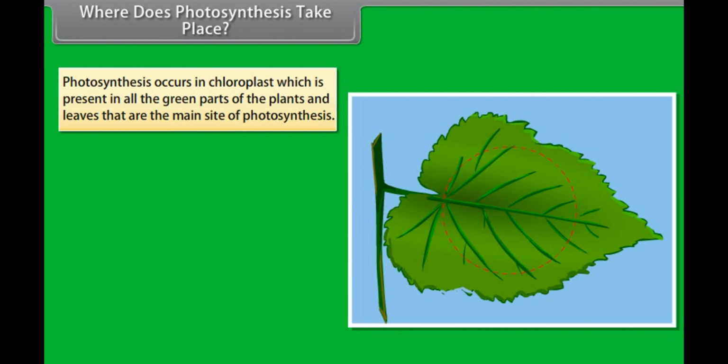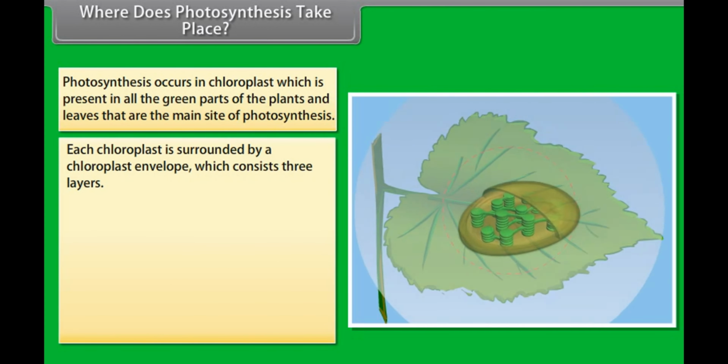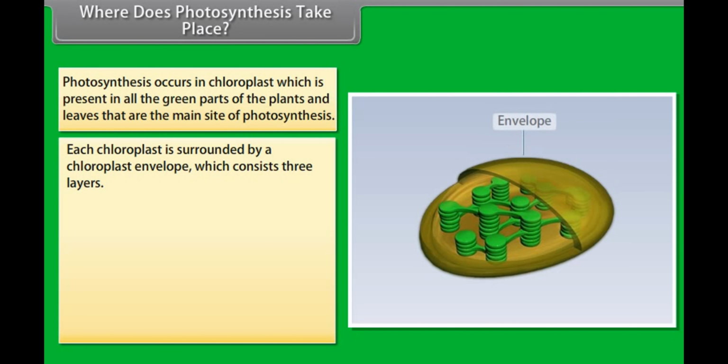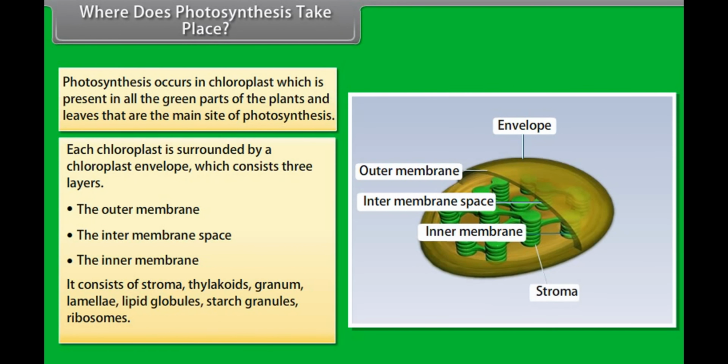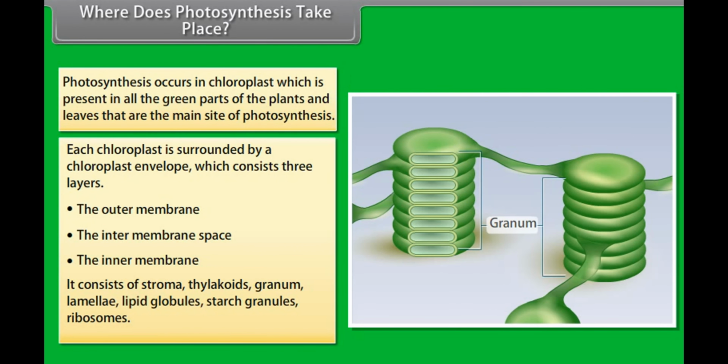Where does photosynthesis take place? Photosynthesis occurs in chloroplasts, which are present in all the green parts of plants, and leaves are the main site of photosynthesis. Each chloroplast is surrounded by a chloroplast envelope which consists of 3 layers. They are the outer membrane, the intermembrane space, and the inner membrane. It consists of stroma, thylakoids, granum, lamellae, lipid globules, starch granules, and ribosomes.